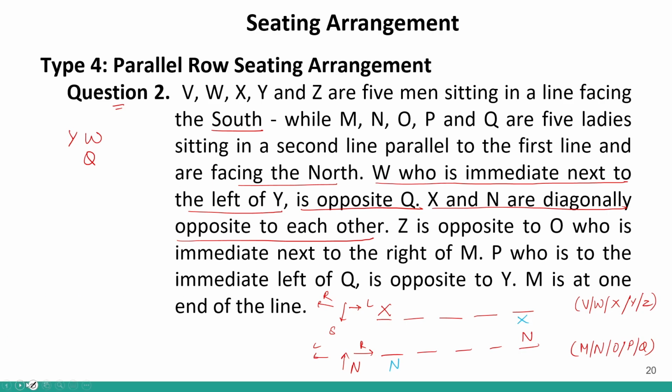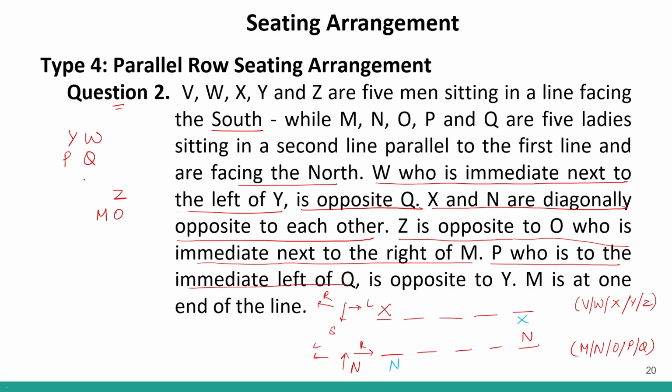Okay. Now, coming back to the question. It says Z is opposite to O who is immediate next to the right of M. So, immediate right of M we have O and opposite to O we have Z. Again, this much information is given to us. P is to the immediate left of Q. So, immediate left of Q means P will be over here.